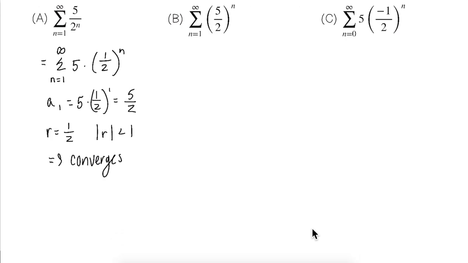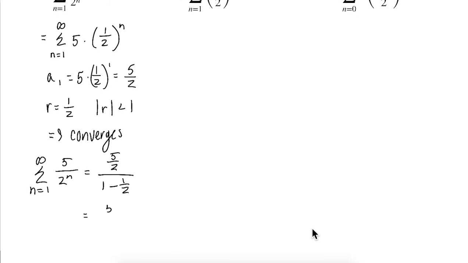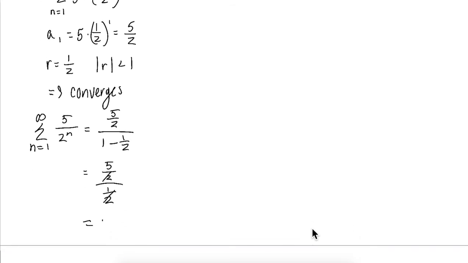Right? So we can say that the sum of this infinite series from 1 to infinity of 5 over 2 to the n is going to equal my first term, so 5/2, over 1 minus my r value. So that's going to be 5/2 over 1/2. So my denominators are going to cancel out, and the sum of this series is actually 5. Right? So overall, it's going to equal 5.